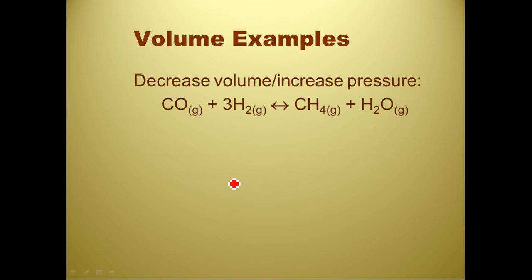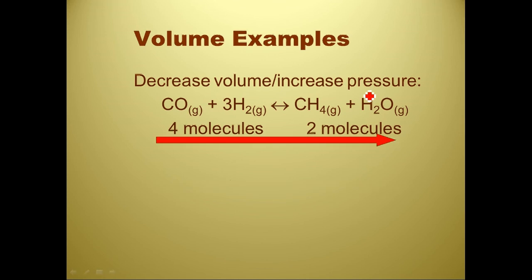If you look at it here, you can see that there's 1 mole of carbon monoxide and 3 moles of hydrogen. That's a total of 4 moles. There's only 1 mole of methane and 1 mole of water over here, so that's a total of 2 moles. We call them molecules if we want, so 4 molecules on the left and 2 molecules on the right. If we make the space smaller, which one is going to be easier to store? 4 molecules or 2 molecules? Turns out the answer is pretty easy, right? 2 molecules are easier to store, so this reaction is going to shift to the right because of that.